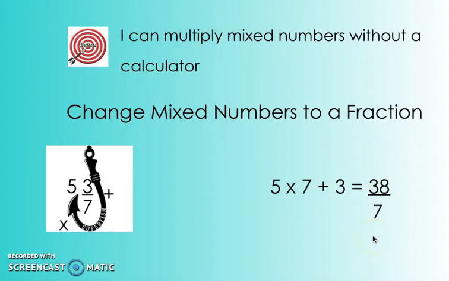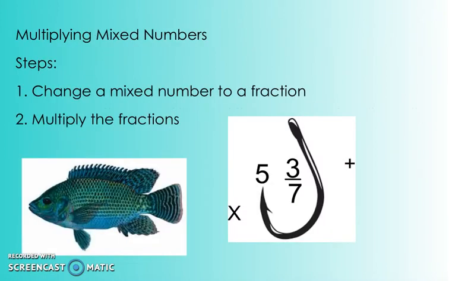So 38 sevenths would be equivalent to 5 3/7. So all I did is I took 5 times 7 plus 3 to add those additional parts, and I kept my denominator the same. So 38 sevenths is the improper fraction for 5 3/7. So let's use this knowledge and let's multiply some mixed numbers together.